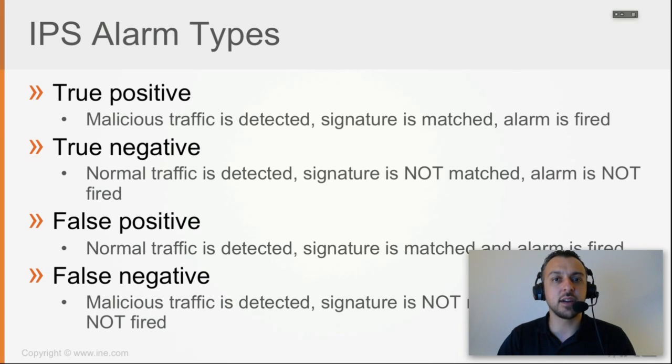False means it's incorrect behavior. Which means, for example, let's pick a false negative. If it's negative, it means an alarm was not fired. And because it's false, it means an alarm should have been fired, which means that malicious traffic happened and the signature was not matched. So there we go. If you understand what a feature does, and then you look at the name of that feature, it is going to make sense. So you can easily know what each of those 4 alarm types are for.